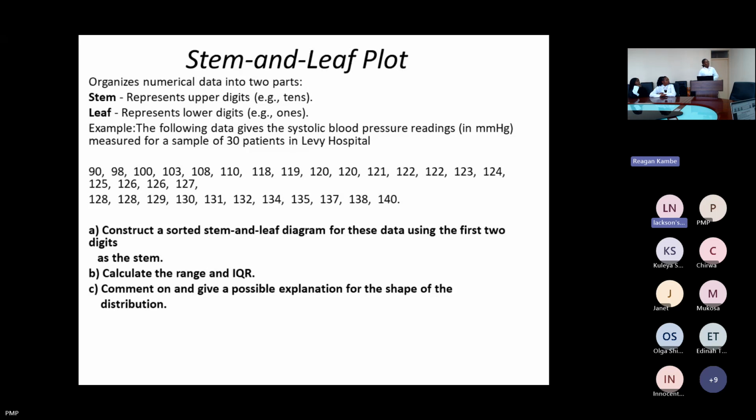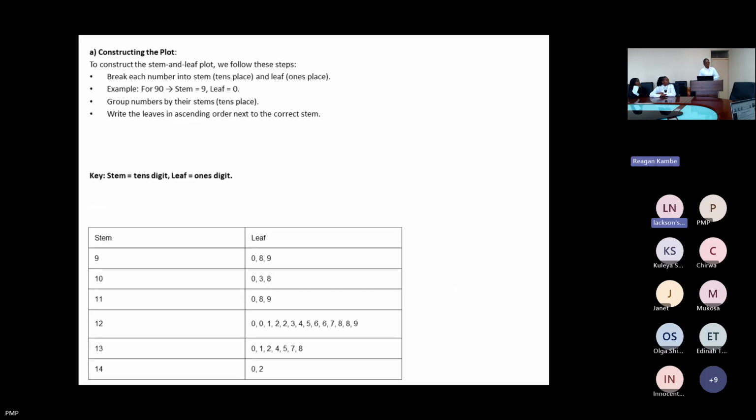The questions read: A, construct a sorted stem and leaf diagram for this data using the first 2 digits as the stem. B, calculate the range and the interquartile range. C, comment on and give a possible explanation for the shape of the distribution. And these are the answers to the questions.